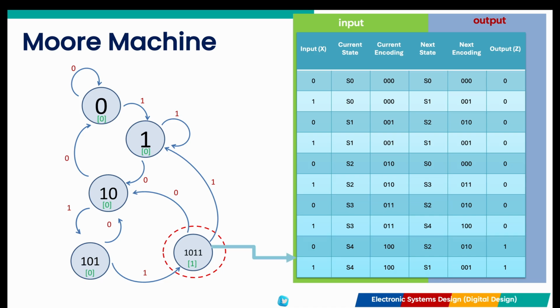The most important part of a Moore table is the output. Look at state 4. Regardless of whether the input is 0 or 1, the output is 1. Why? Because in a Moore machine, reaching the state is the success. The output doesn't care about the input bit at the exact moment.